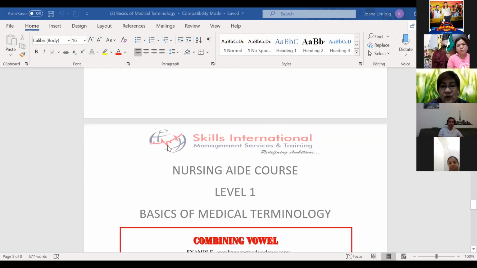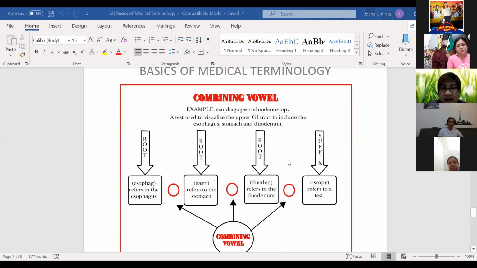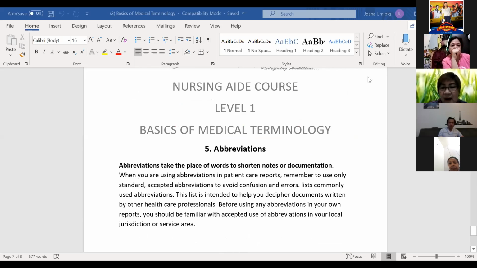Okay, so now we are going to see this combining vowel here. The example is gastroduodenoscopy. As we can see, it is a tongue twister, okay? But if we form it with the roots and the combining vowel, it will be formed into a complete medical term.